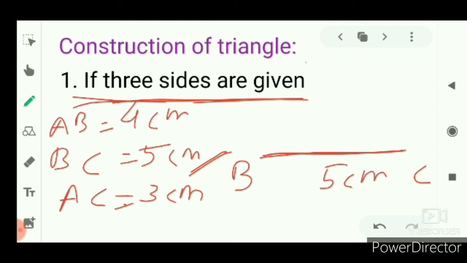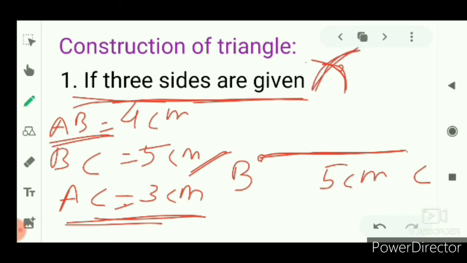Then side AB is 4 cm. We will take a distance of 4 cm in the compass and make one arc. Then this was BC. After that we will take a distance of 3 cm in the compass and make one arc from C. Then we will join the point of intersection to points B and C. This was the point A, this was 4 cm and this was 3 cm. In this way we will draw the triangle if three sides are given.